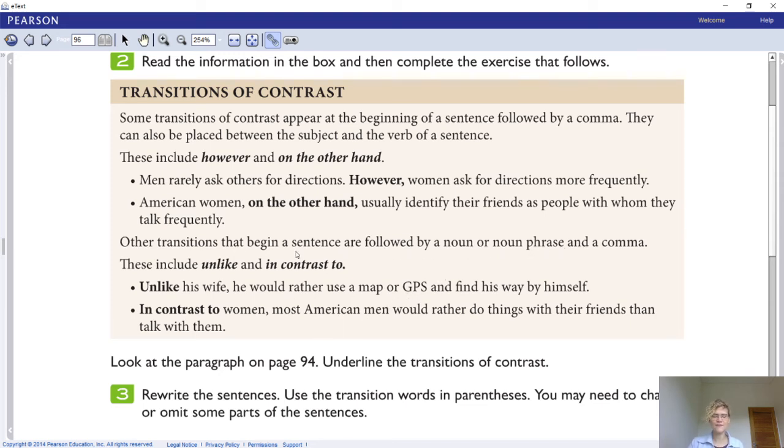Other transitions that begin a sentence are followed by a noun or noun phrase and a comma. These include unlike and in contrast to. Unlike his wife, comma. In contrast to women, comma. So that means you have to add a noun or a noun phrase. Yeah? So you can't say unlike, comma. You say unlike his wife, comma; in contrast to women, comma. So when you use unlike and in contrast to, you have to add a noun and then a comma.